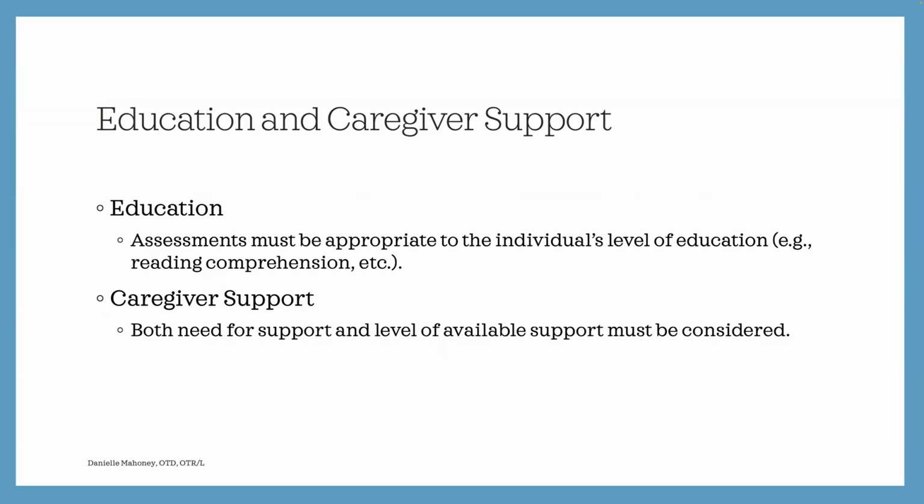And caregiver support. Both need for support and level of available support must be considered. So always getting an idea of, do they live with anybody at home? Was anyone helping them with any tasks previously? Very often I hear older adults say, I was completely independent. I lived in my house on my own. I didn't need any help.